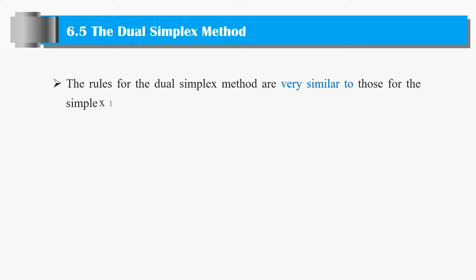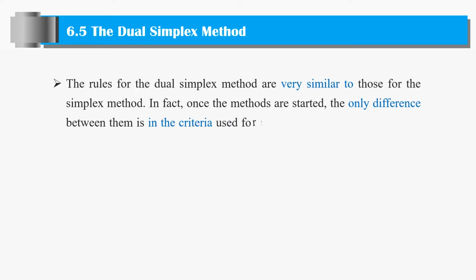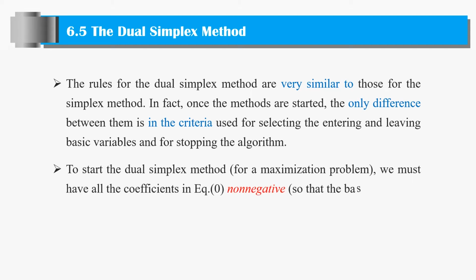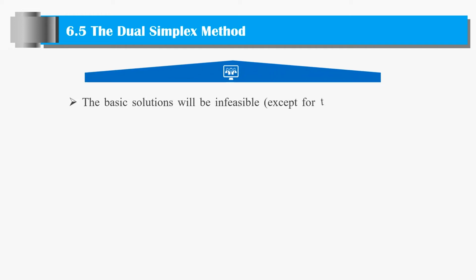The rules for the dual simplex method are very similar to those for the simplex method. In fact, once the methods are started, the only difference between them is in the criteria used for selecting the entering and leaving basic variables and for stopping the algorithm. To start the dual simplex method for a maximization problem, we must have all the coefficients in equation 0 non-negative so that the basic solution is superoptimal. The basic solutions will be infeasible except for the last one, because some of the variables are negative.